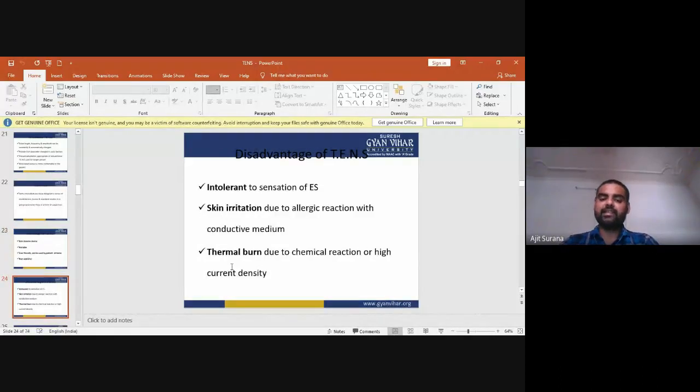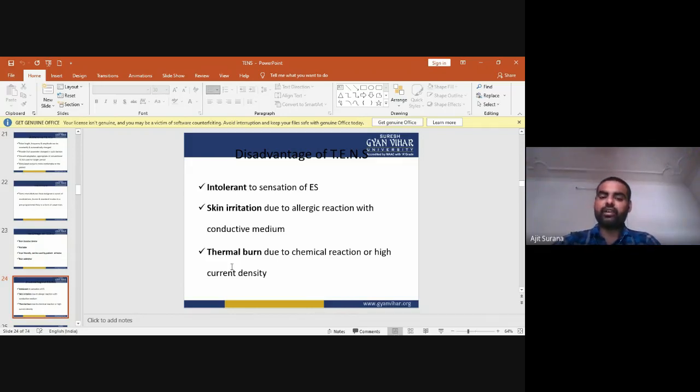Now the disadvantages of the TENS. Intolerance to the sensation of ES. Skin irritation due to allergic reaction with conductive medium. Thermal burn due to chemical reaction or high current intensity. These are the disadvantages of the TENS.